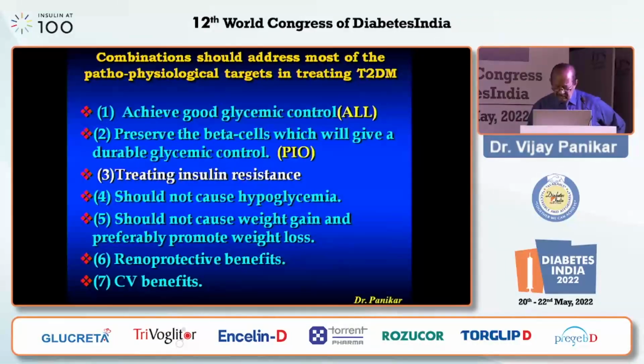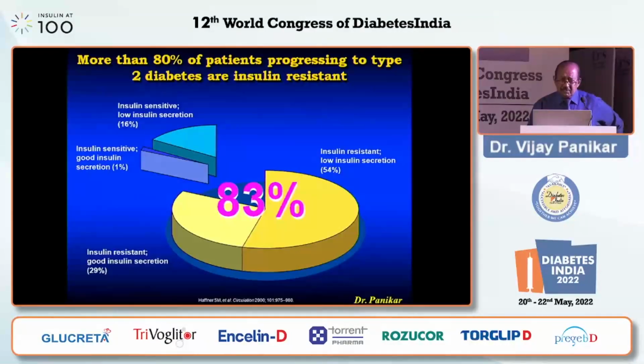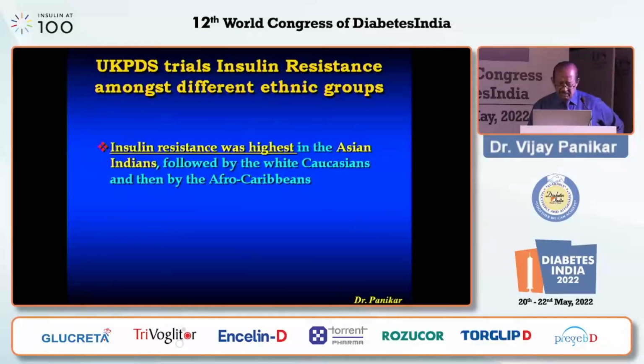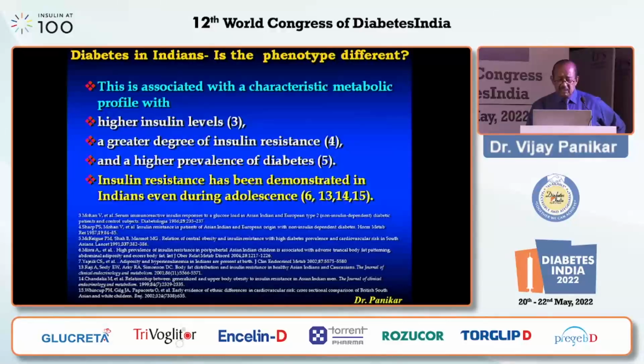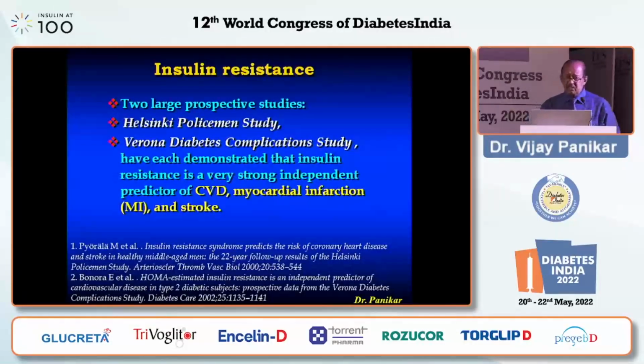Next is treating insulin resistance. We are an insulin resistant population. 83% of type 2 diabetics are insulin resistant, and this is highest in Asian Indians. All studies have shown that insulin resistance has been demonstrated in Indians even during adolescence. Professor Yajnik, who was here, has shown that it starts in intrauterine life. So that is what the problem is. These are the two major studies, Helsinki and Verona Diabetes Study, which have shown that insulin resistance is an independent risk factor for the prediction of cardiovascular disease.